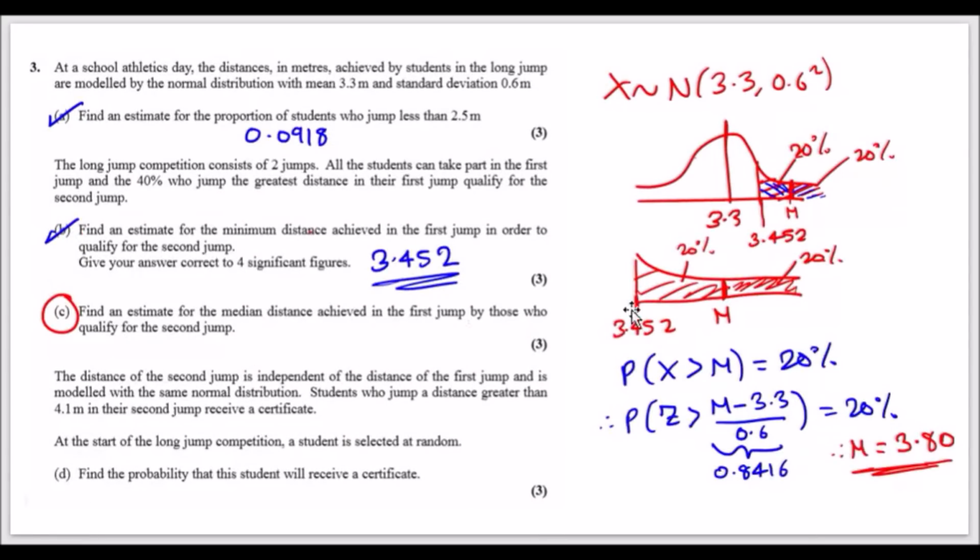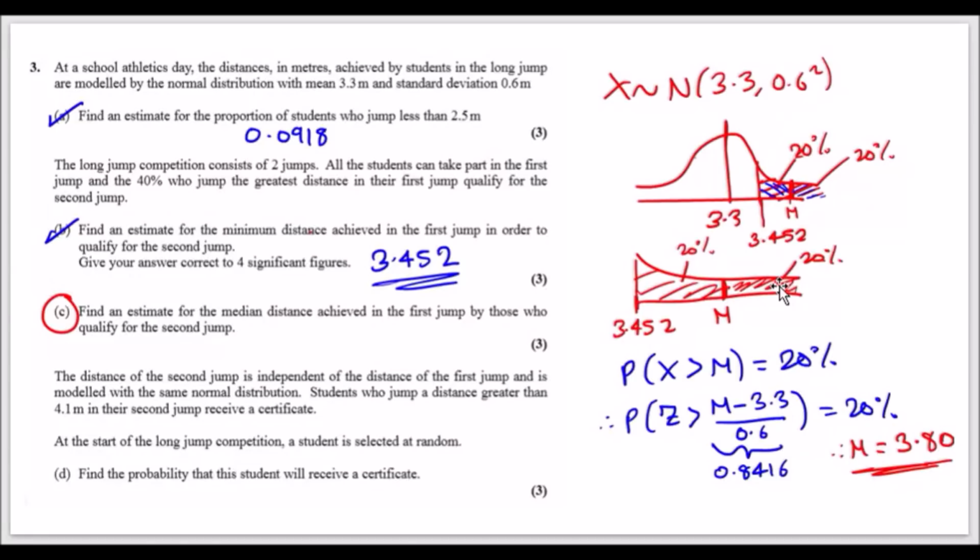Okay, part C. This is similar. Find an estimate for the median distance in the first jump by those who qualify for the second jump. Now, this one's a bit weird. To find the median distance achieved in the first jump, we need to find the median from the top 40%. So literally, you've got your 40% value here, and we slice in the middle. This was the answer for part B, the minimum required to be in the top 40%. Now, if you split this in the middle, you have an area of 20% and 20%.